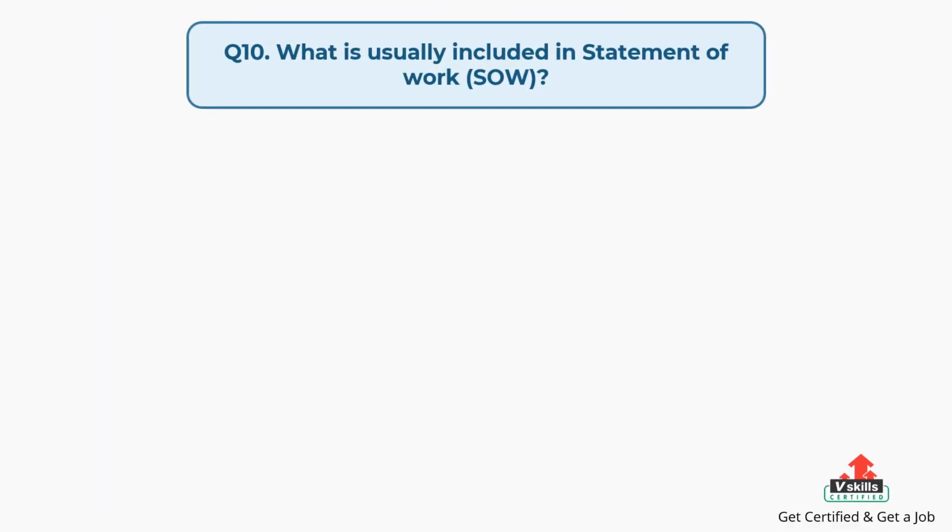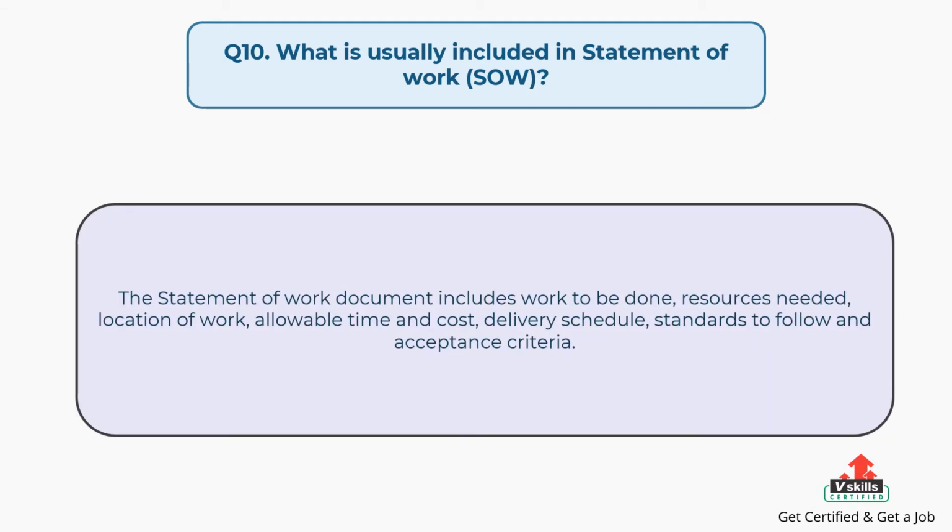Question number 10. What is usually included in Statement of Work, SOW? The answer is, the Statement of Work document includes work to be done, resources needed, location of work, allowable time and cost, delivery schedule, standards to follow and acceptance criteria.